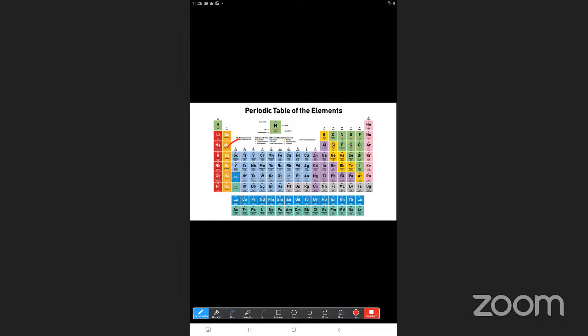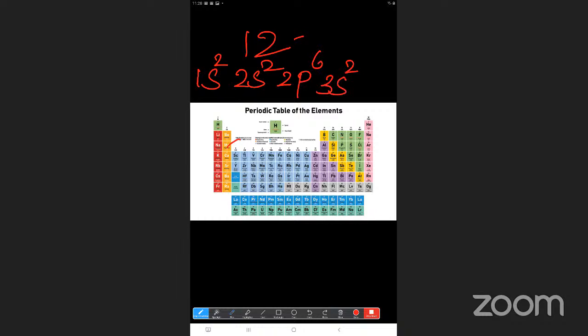Take magnesium, atomic number 12. We can write the electronic configuration 1s2, 2s2, 2p6, 3s2. This is the magnesium electronic configuration. You can observe this is the first shell, this is the second shell and this is the third shell. The third shell is the last shell. In this last shell we have only 2 electrons. That's why magnesium has valency 2.